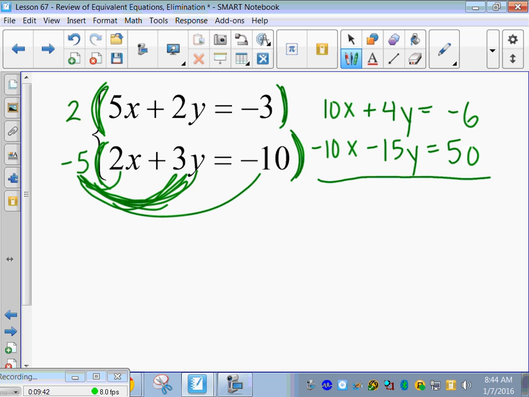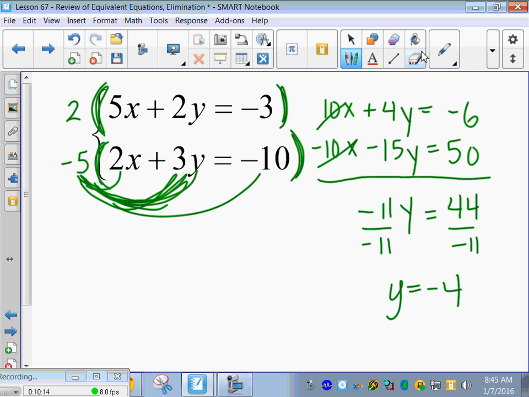So Drew, what happens to the x's when I add down? They cancel out. Alex, what do I get when I add the y's? Negative 11y. Okay, good. And Leah, what do I get when I add these numbers right here? We actually get positive 44, but yep, okay, positive 44. And divide by negative 11 on both sides. So what is y equal to, Jordan? Negative 4.